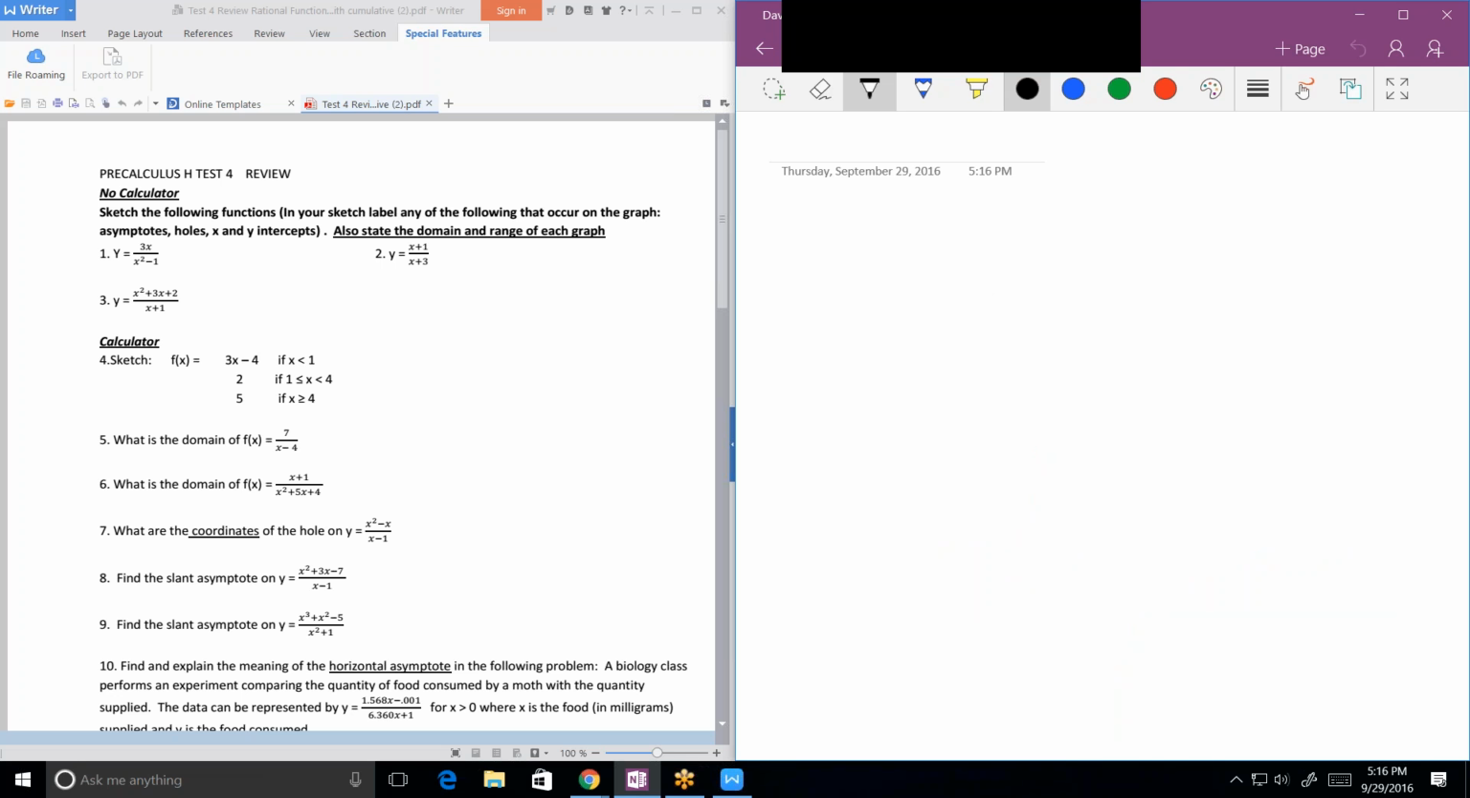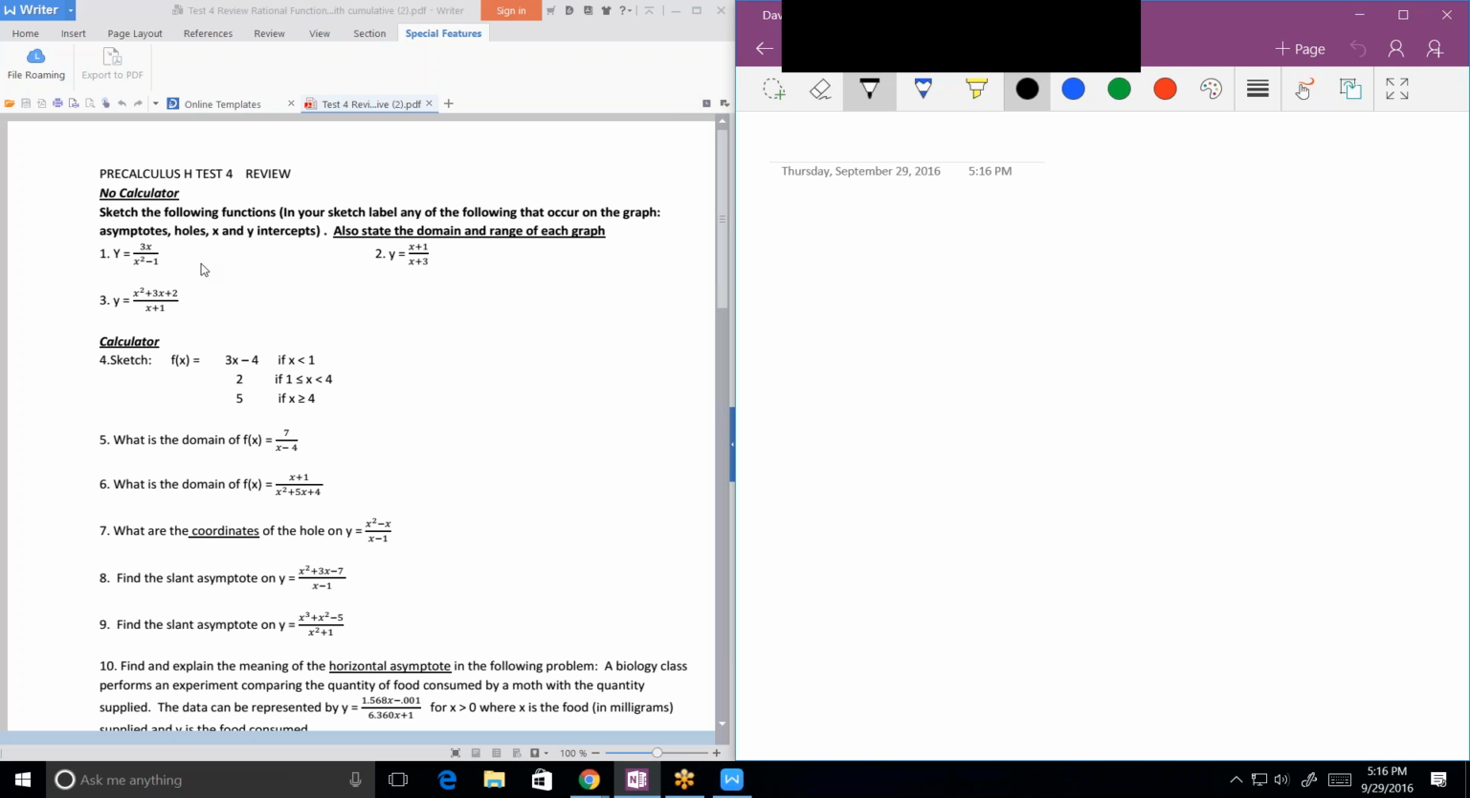So far we haven't had any holes. It said state the domain and range of each graph. I forgot to do that. We may have to go back and do that. But are you good with domain and range? What does domain mean? What's the domain of the first function? Let's do it while we're thinking of it. Would it just be everything minus the vertical asymptote? The vertical asymptotes were at ±1. So it's all real numbers except for x cannot be equal to ±1.